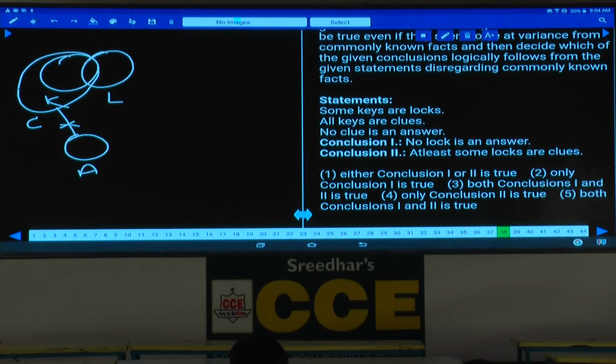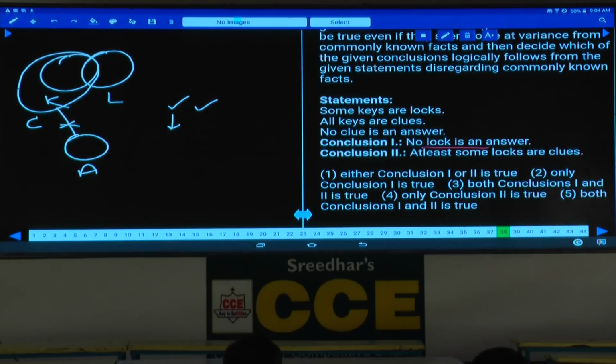Then what is the first conclusion here? No lock is an answer, which is definitely true, isn't it? And some locks are closed is also true. Now between these two conclusions, the first conclusion is a negative conclusion. As a negative conclusion is true, in order to make this one false, we should prove its complementary pair.